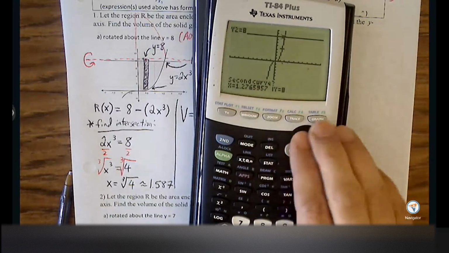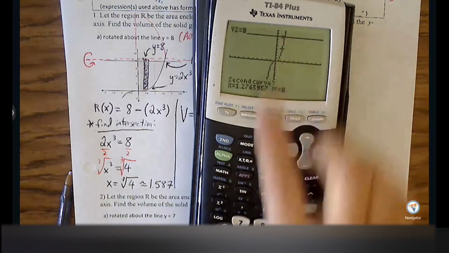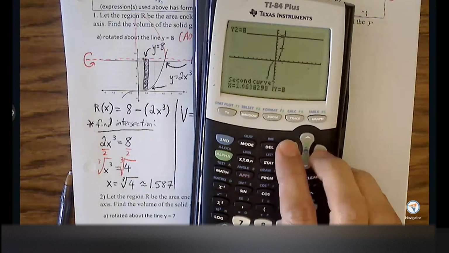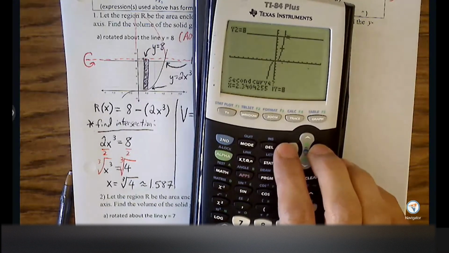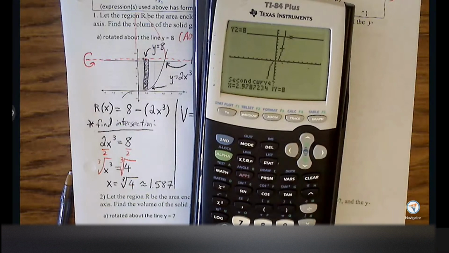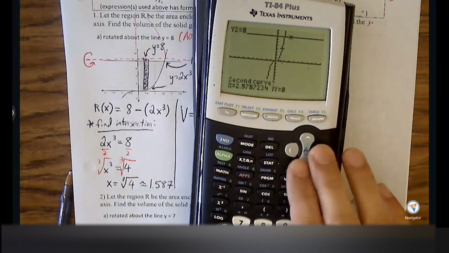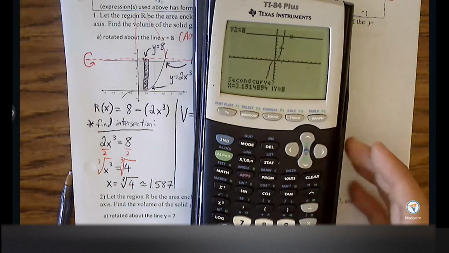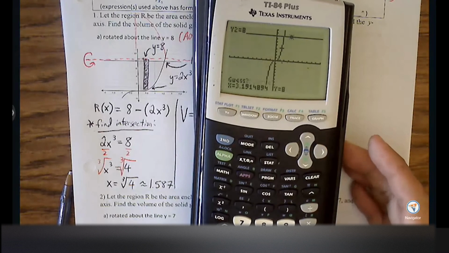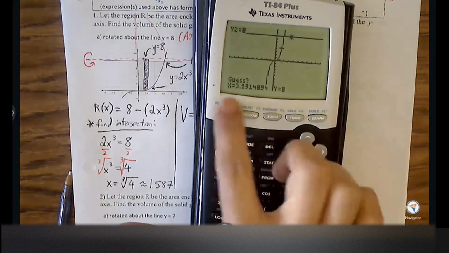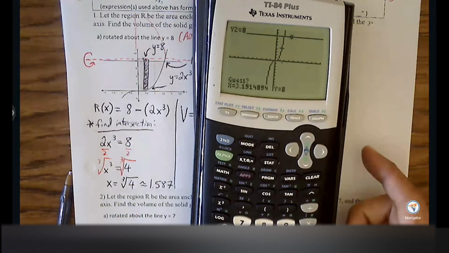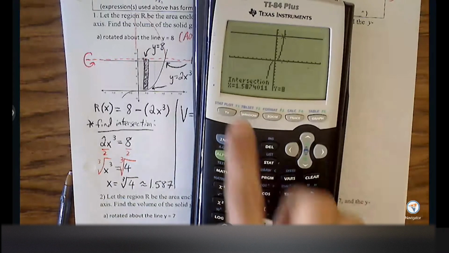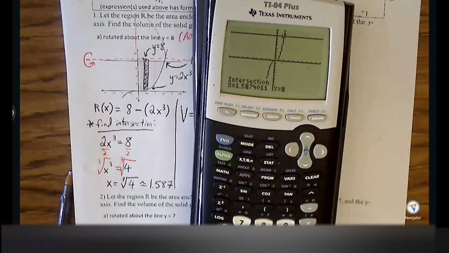It's going to ask you for a second curve, so the cursor should be on the other graph already, but I like to move it a little further away from the axis, from the intersection, so it doesn't get confused. I want it to be close, but not on the intersection. Doesn't matter which side you're on. Hit enter again, and now it's going to ask, are you ready for me to guess that approximation? Hit enter a third time, and find that same value, 1.587.